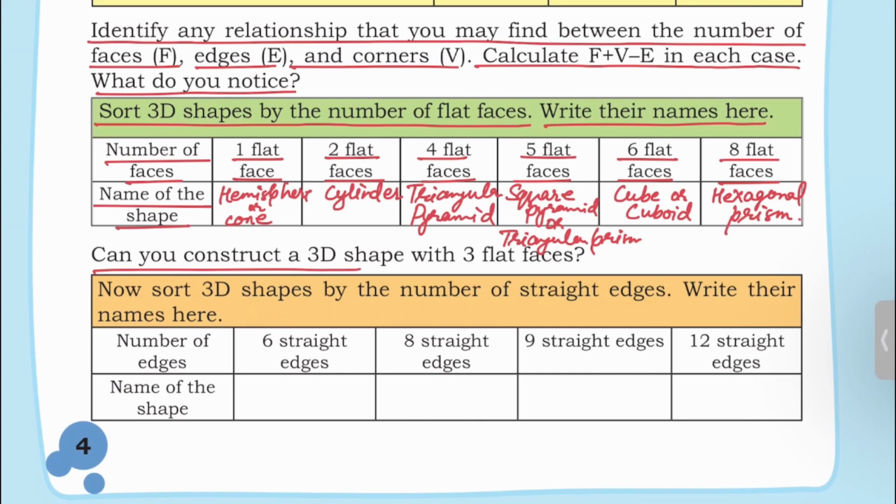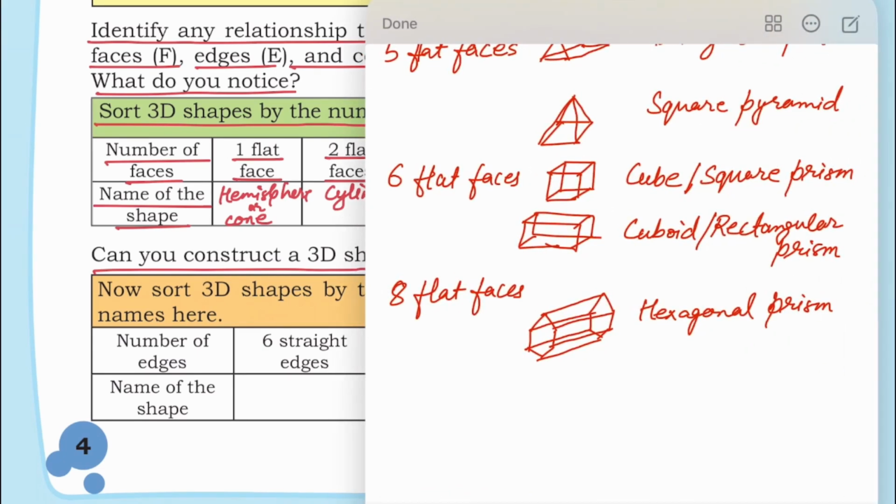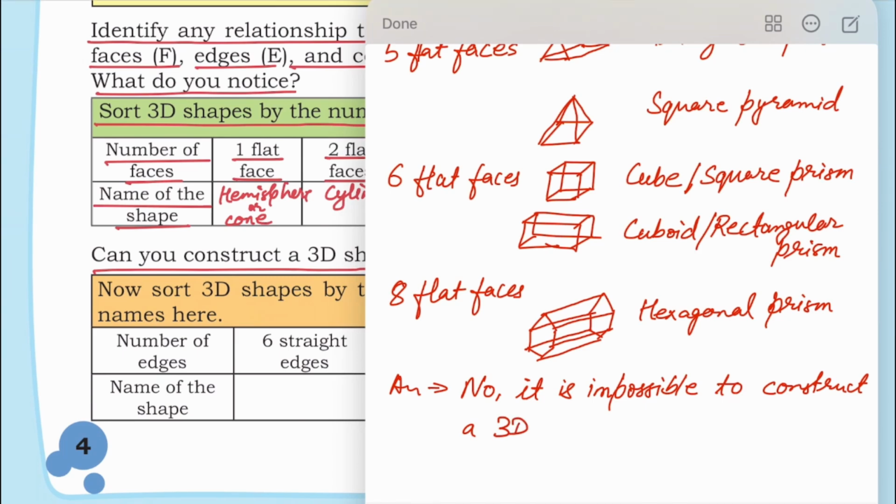Can you construct a 3D shape with three flat faces? The answer is no. It is impossible to construct a 3D shape with three flat faces.